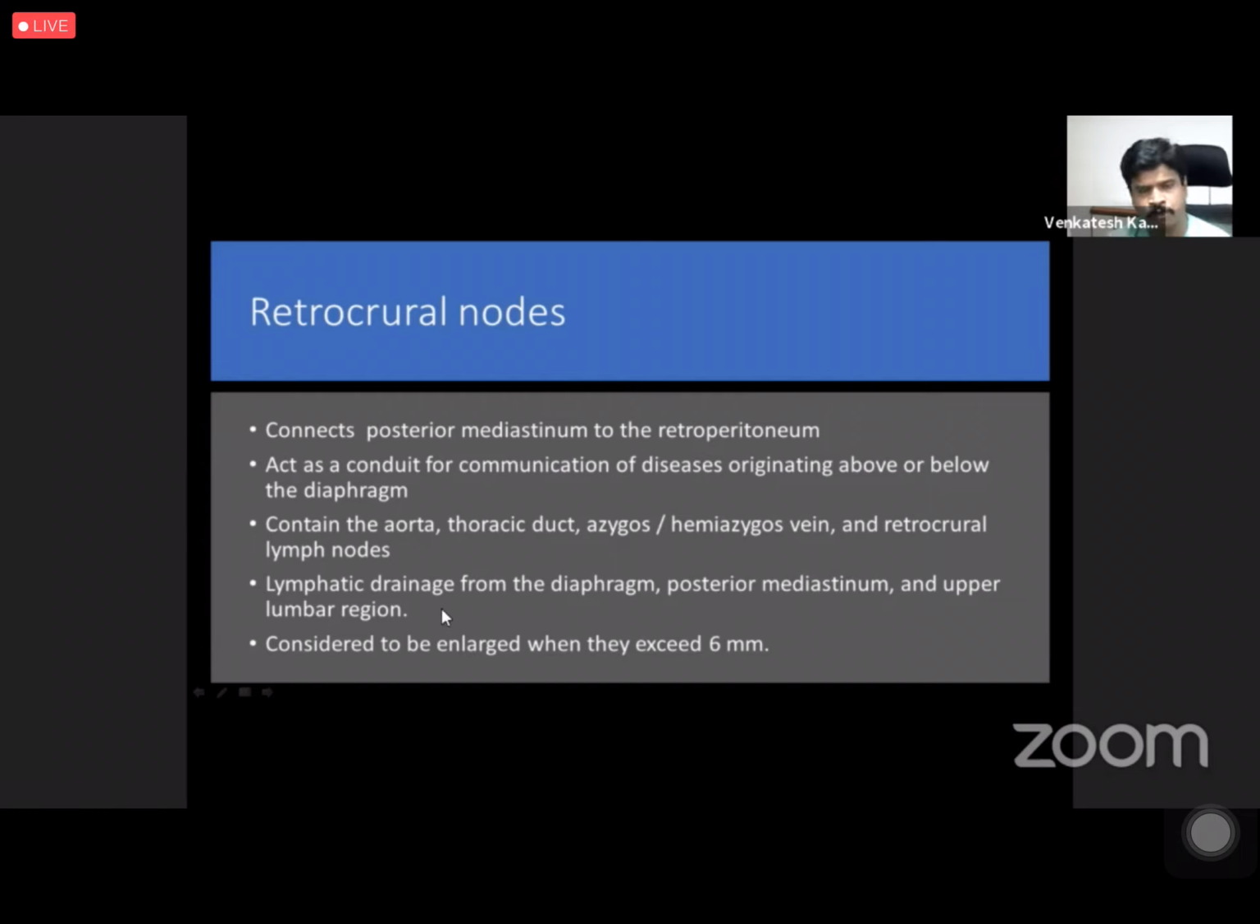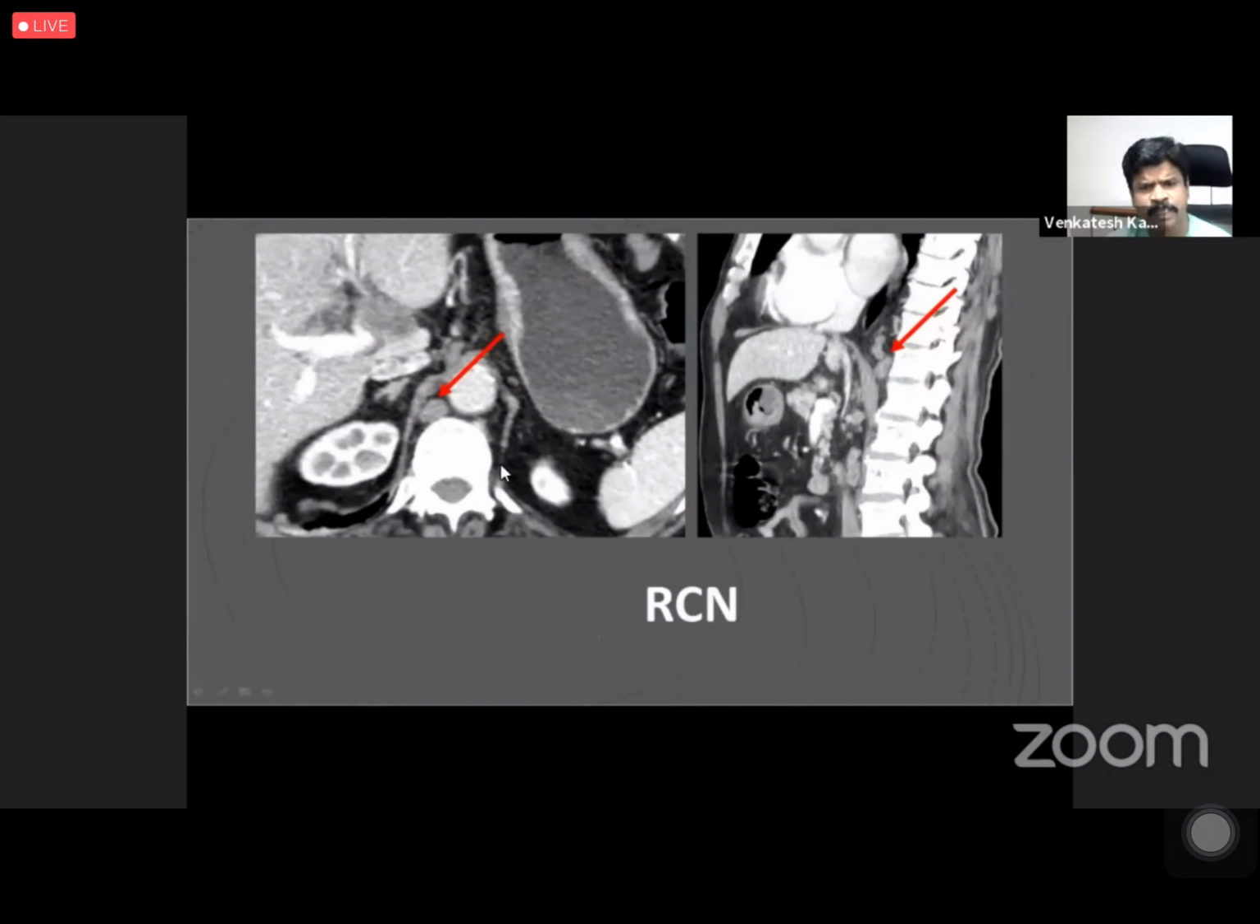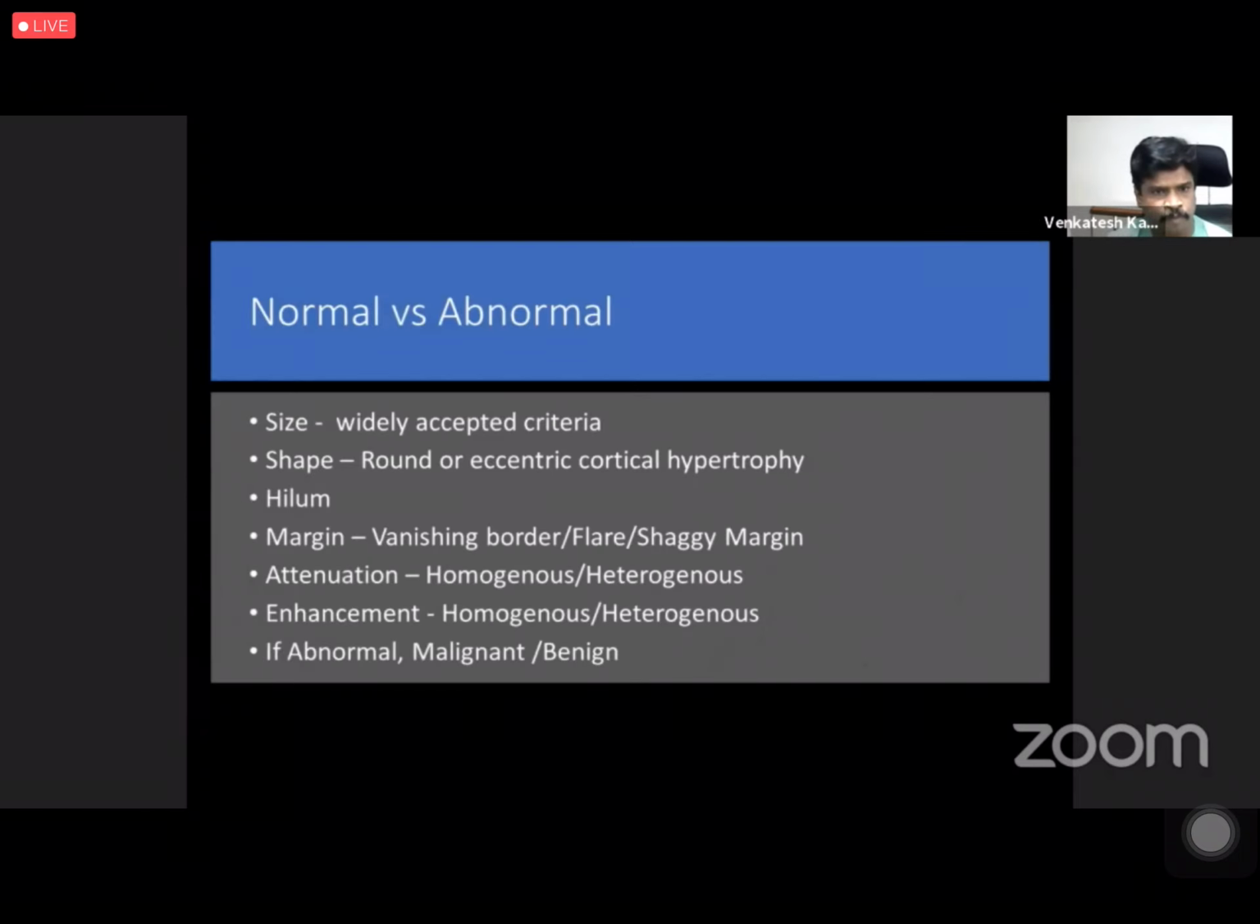Normally when you are viewing the abdomen CT, we can see these retrocrural lymph nodes, and these are considered to be abnormal when they are enlarged and exceed a diameter of more than 6 millimeters. So this is an example of the retrocrural lymph nodes, which are seen posterior to the crura, and when they are more than 6 millimeters, they are considered to be abnormal.